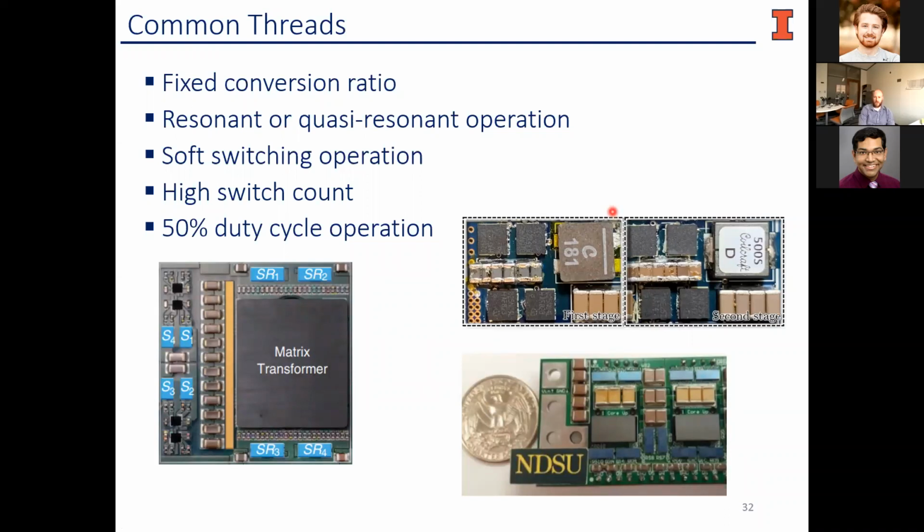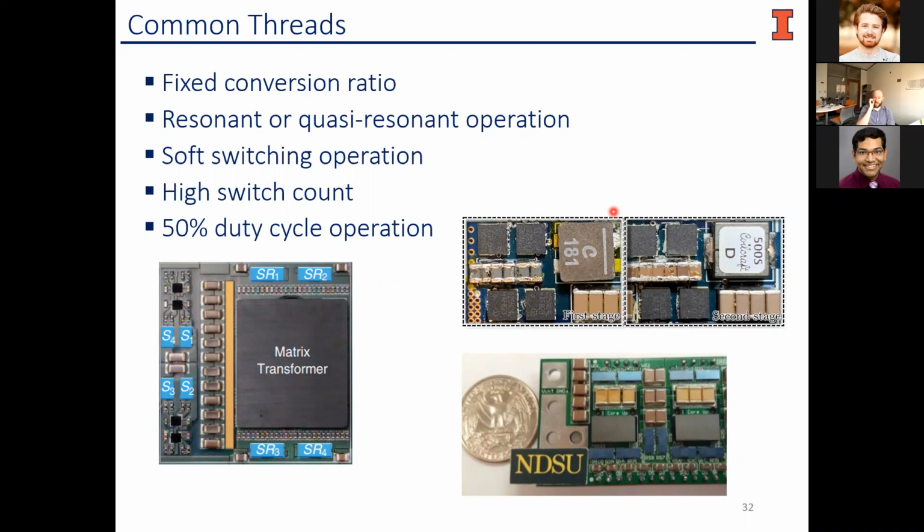All of these work with resonant or quasi-resonant operation. So they're all trying to get this soft switching operation that allows them to reduce the losses on their switches and either use silicon switches such that we reduce the losses on the silicon switches, or use GaN switches and then be able to switch higher, which allows us to reduce the volume of our passive components.